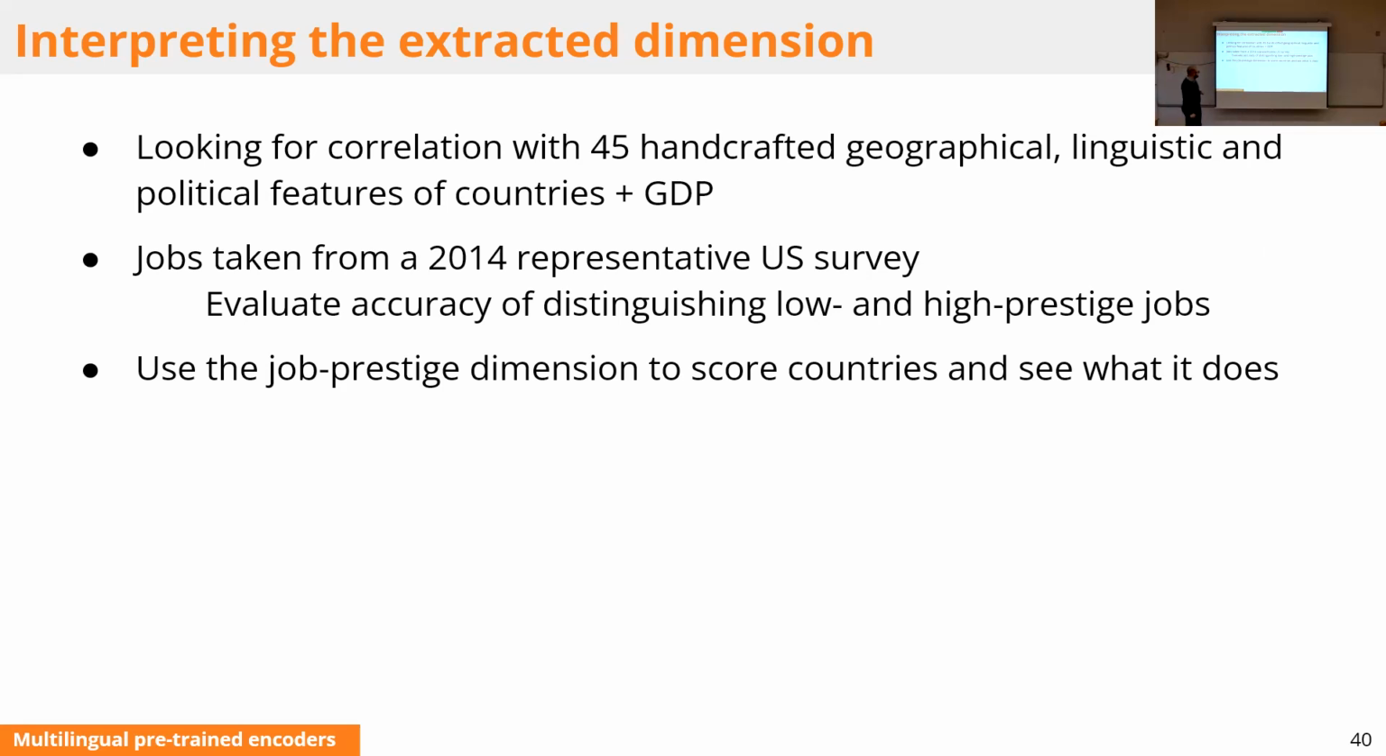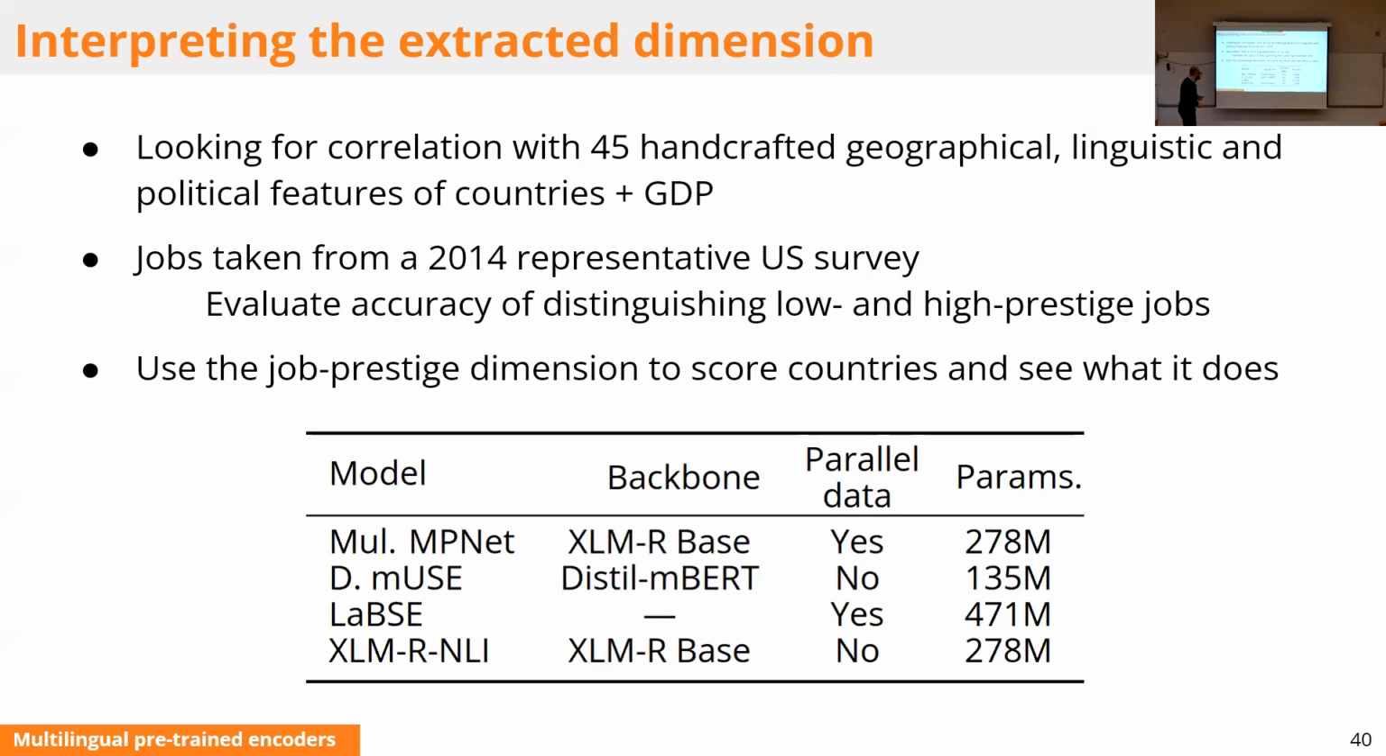And in a final experiment, I took the job prestige dimension and tried to score the sentences about countries using the job prestige dimension. The purpose of the experiment was to find out if the models connect somehow low and high profile jobs with the country of origin, because it's pretty common in many countries that some nationalities are connected with low profile jobs.